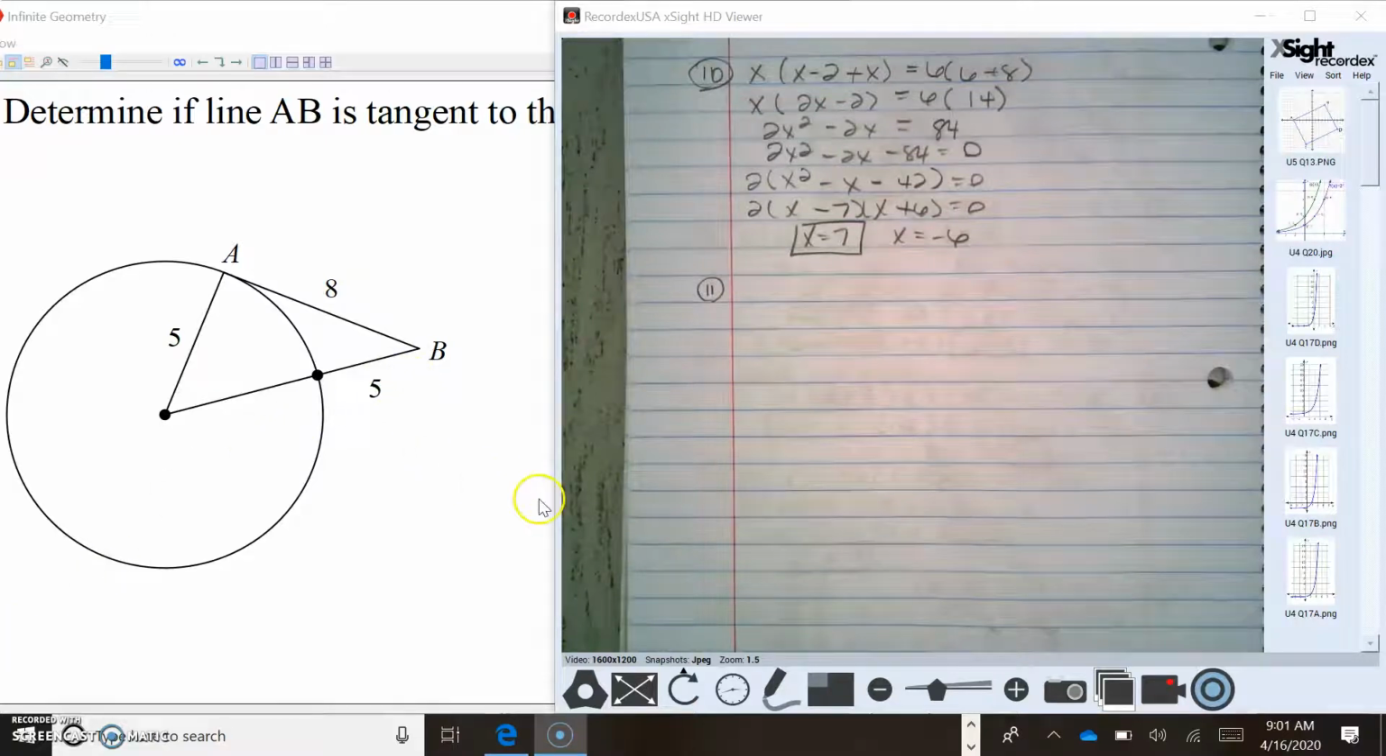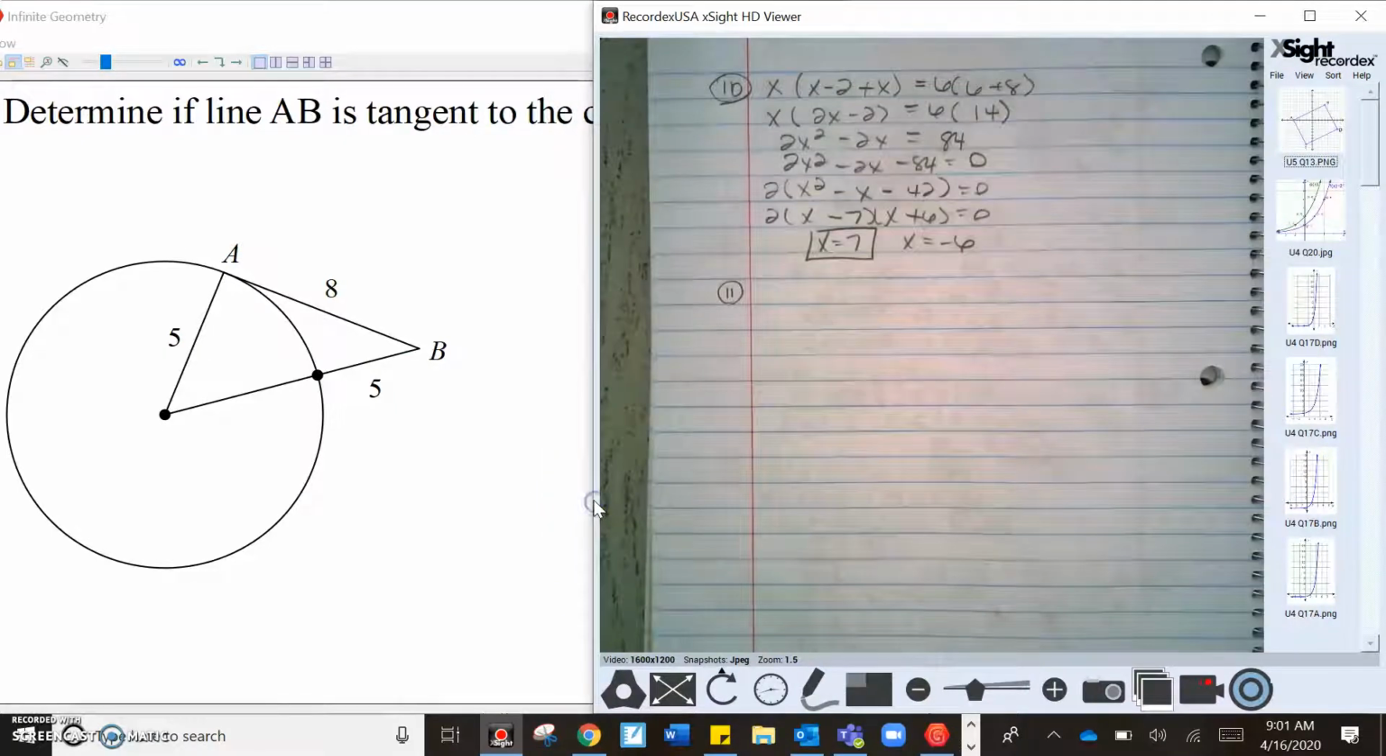Alright, this video is going to finish up our circle segments review. We just have a few more examples to look at together. The first one is determining if this is a tangent, if that line AB is actually a tangent segment.